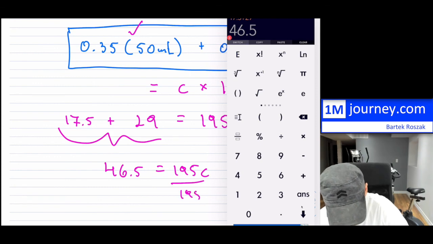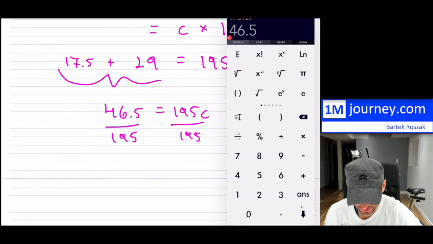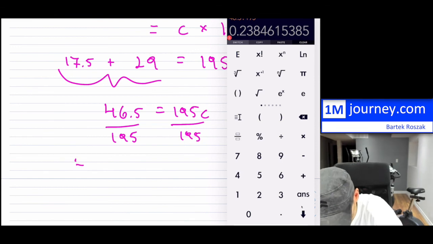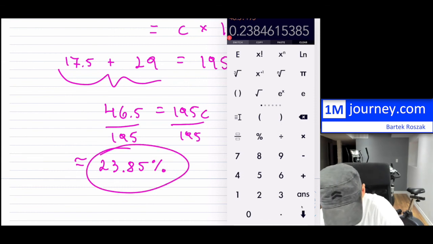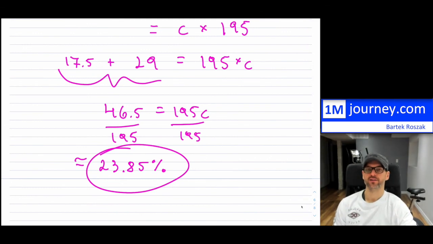Dividing by 195 on both sides gives you the actual concentration. So the concentration is approximately 23.85%. That's the new concentration that you poured back in.